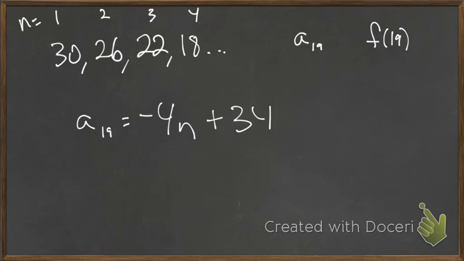So really, big picture, my function's saying it's going down 4 each term, but I need to slide my starting spot up to 30. Right? By going up 34. Okay. Now, if I want the 19th term, check out what I can do.